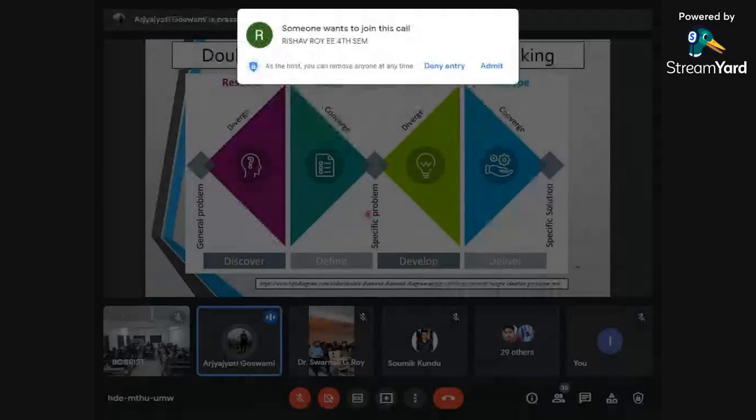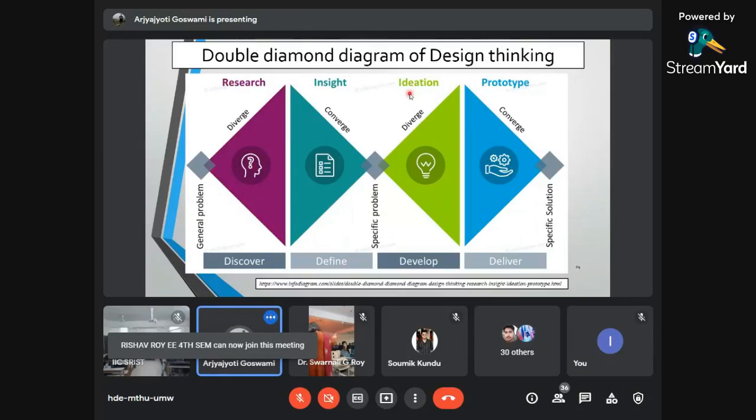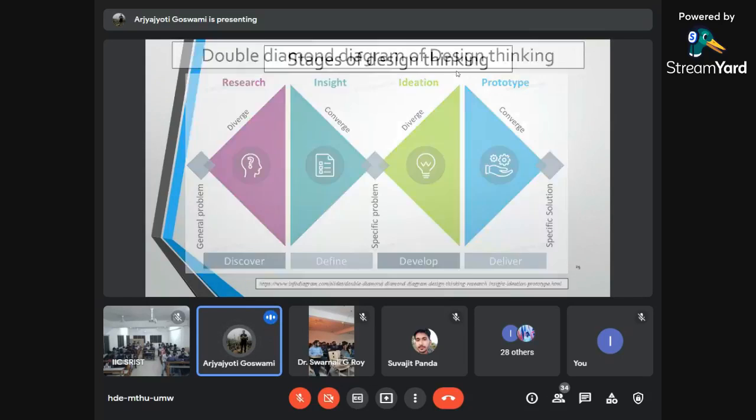For solving that specific problem, whatever ideas come, you let them come. You welcome all those ideas. You say okay, you give this idea, I will think about it. Once you have all those ideas, you again converge. You again try to arrive at a specific solution. You make a prototype, or an algorithm, or whatever you want to make. Right? So this is the double diamond approach of design thinking.